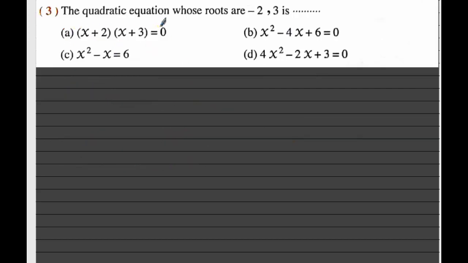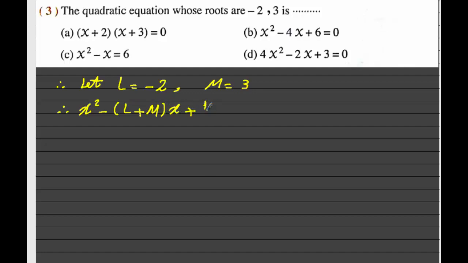Question number 3. The quadratic equation whose roots are negative 2 and 3. So let L here equal negative 2 and M equals 3. So the equation would be in the form x squared minus L plus M, all multiply x, plus LM equals 0. So we will substitute L equals negative 2 and M equals 3.